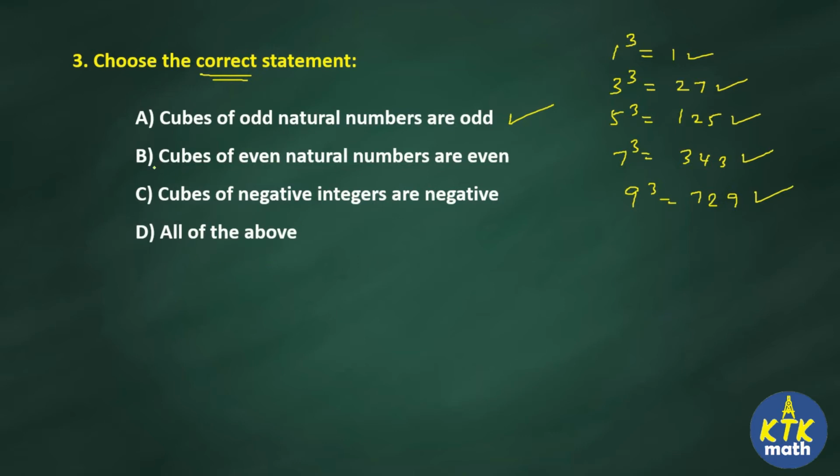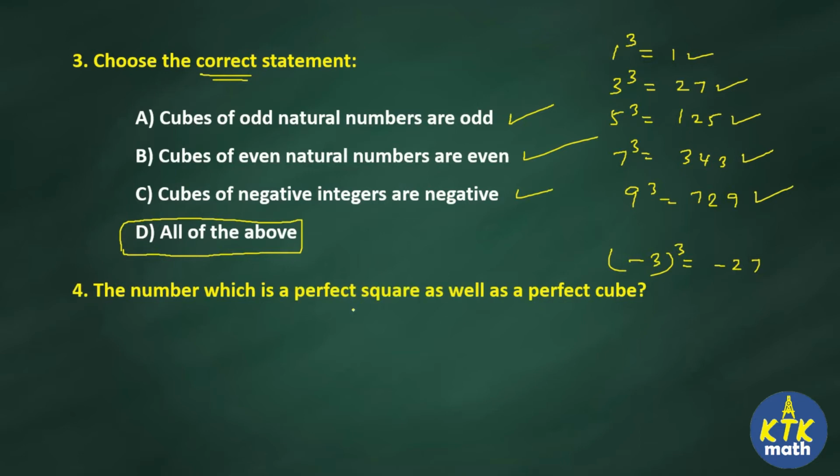Let us check with B also. Cubes of even natural numbers are even. Yes, obviously it's going to be even only. If you want, you can check 2, 4, 6, 8 even numbers and their cubes. Then cube of a negative integer is negative. Yes, we know that, because minus 3 cube is what? Minus 3 cube is minus 27. Therefore, your answer for the third question is all of the above. For this only I told you, you need to check all the options when you have the option all of the above. Clear?